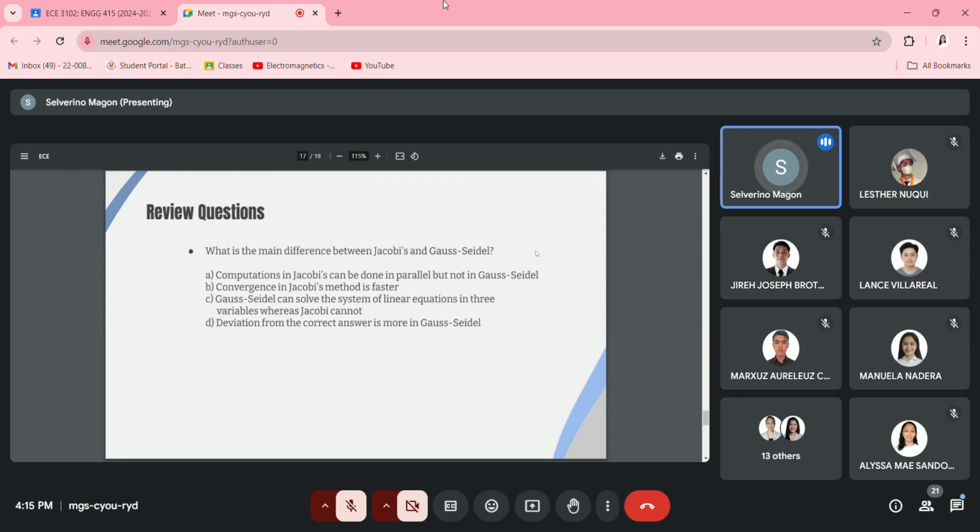So, I guess this is the last question. What is the main difference between Jacobi's and the Gauss-Seidel method? Is it that the computations in Jacobi's method can be done in parallel but not in the Gauss-Seidel? Is it that the convergence in Jacobi's method is faster, or is it that the Gauss-Seidel method can solve a system of linear equations in three variables, whereas the Jacobi cannot? Or is it that the deviation from the correct answer is more in the case of the Gauss-Seidel method? Okay, please post your answers in the chat box.